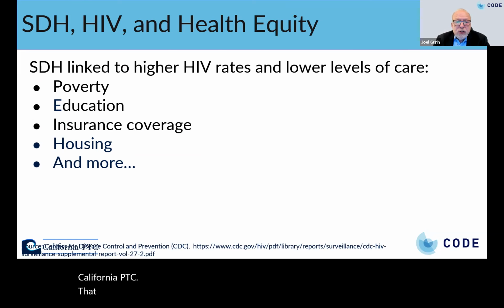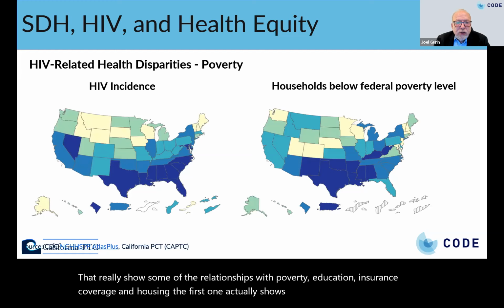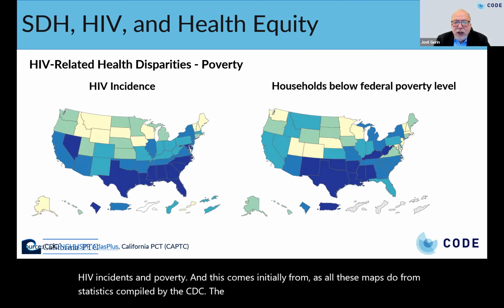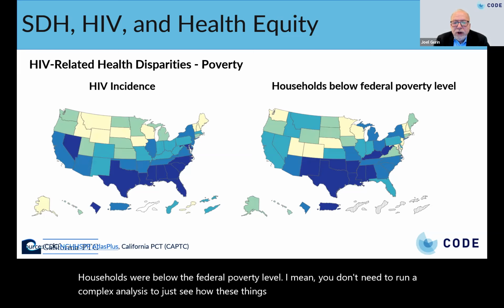That really shows some of the relationships with poverty, education, insurance coverage, and housing. The first one shows the really strong connection of HIV incidence and poverty, and this comes initially, as all these maps do, from statistics compiled by the CDC. The darker colors show higher HIV incidence. The darker colors show the number of households below the federal poverty level. You don't need to run a complex analysis to just see how these things track and the degree of correlation in these different states.